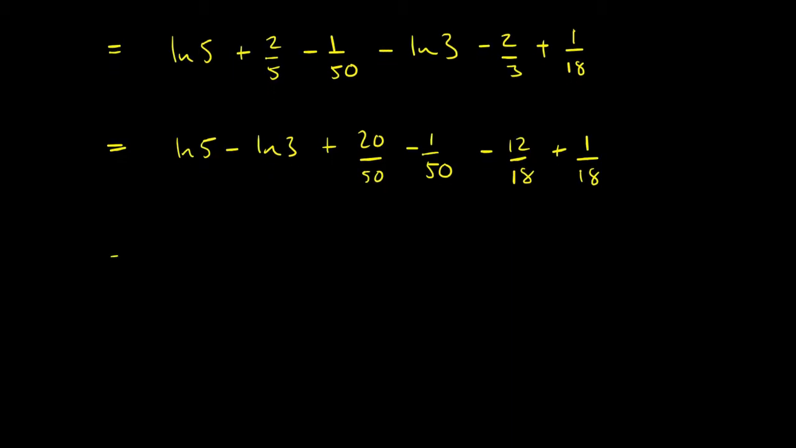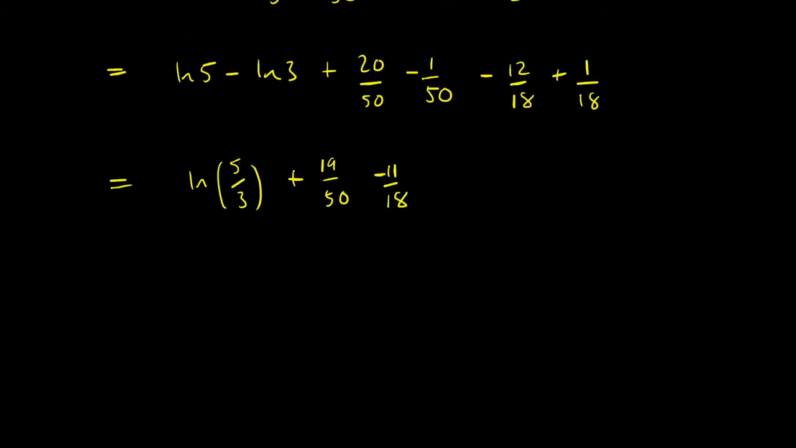And here I can use my log rules. If I've got log A minus log B, I can rewrite that as log A over B. So I've got ln 5 upon 3 plus 19 upon 50. And then I've got negative 12 upon 18 plus 1 upon 18, so that's minus 11 upon 18. Well, I think that's probably about as far as I'm willing to go without the aid of a calculator. So let's see if we can simplify that now.